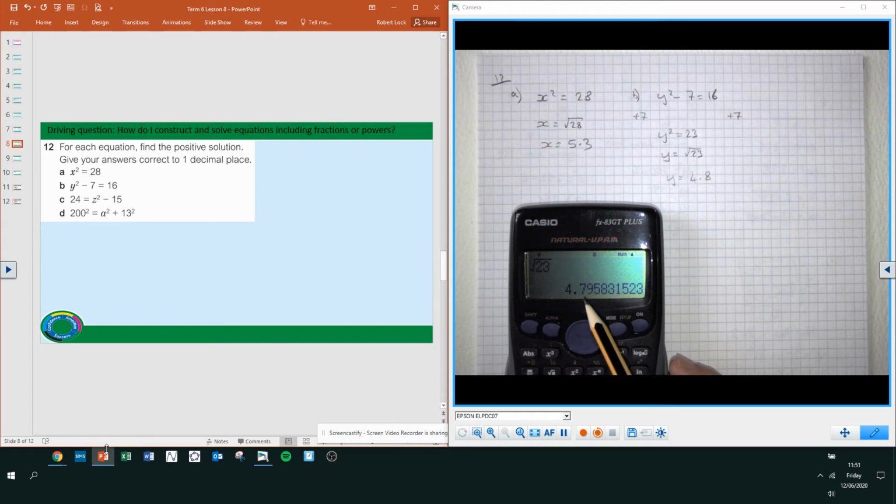7 there, go next door. 4 or below, leave alone. 5 or more, add 1 more. We need to add 1 more to the 7 to make 8. So the answer becomes 4.8.